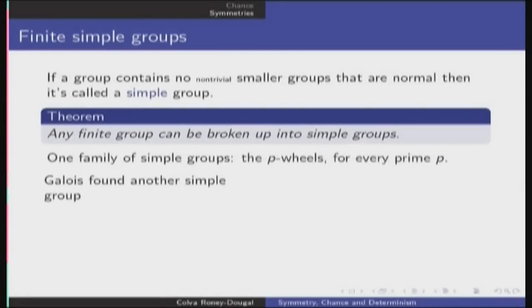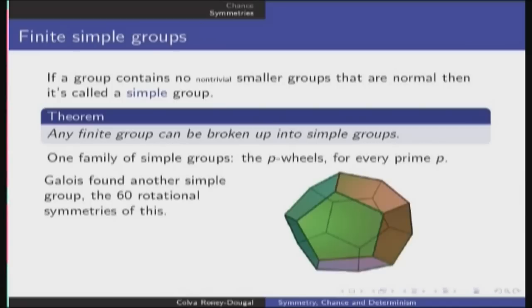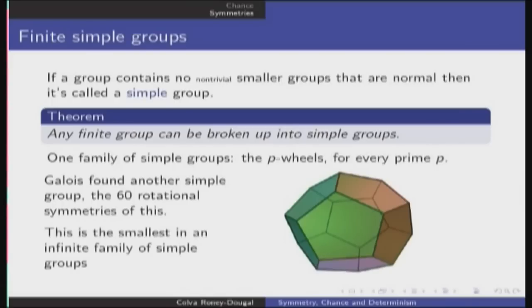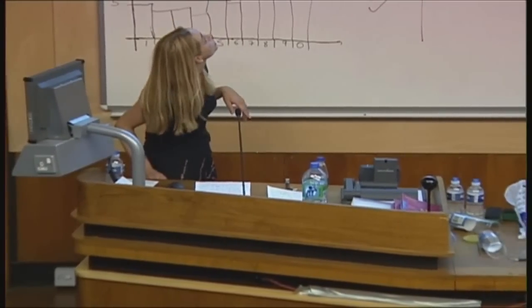Galois found another one. This object, that's a dodecahedron, has 60 rotational symmetries. I'm not going to work my way through all of them, but there's 60 symmetries of that. It's the smallest in an infinite family of simple groups. Those simple groups are called the alternating groups. So this is called the alternating group on 5 points, the 60 rotational symmetries of this. And what Galois discovered is that there's a deep connection between the dodecahedron and his quintic equations.